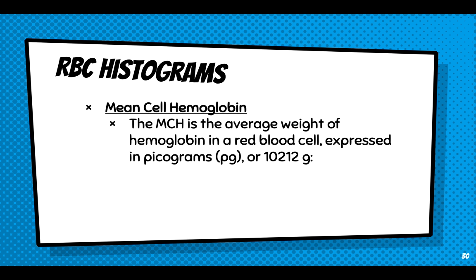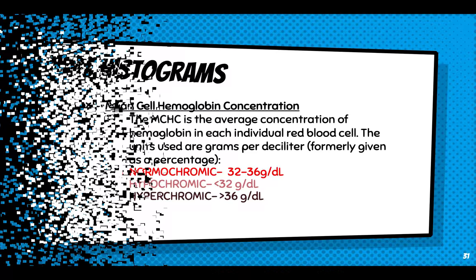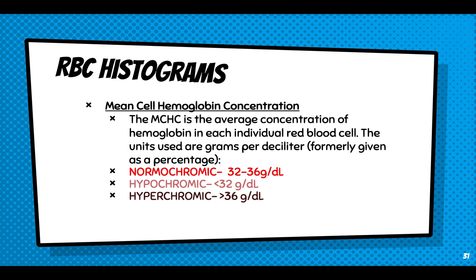Okay, so moving on, we have your MCH. Although MCH is not of frequent usage, it is not being used that much. Among the RBC indices, your MCH is the average weight of hemoglobin in a red blood cell. It is expressed in picograms. So I'll move on immediately to your MCHC. The MCHC is the average concentration of hemoglobin in each individual RBC. The units used are grams per deciliter, which formerly was percentage. So we are now using grams per deciliter.